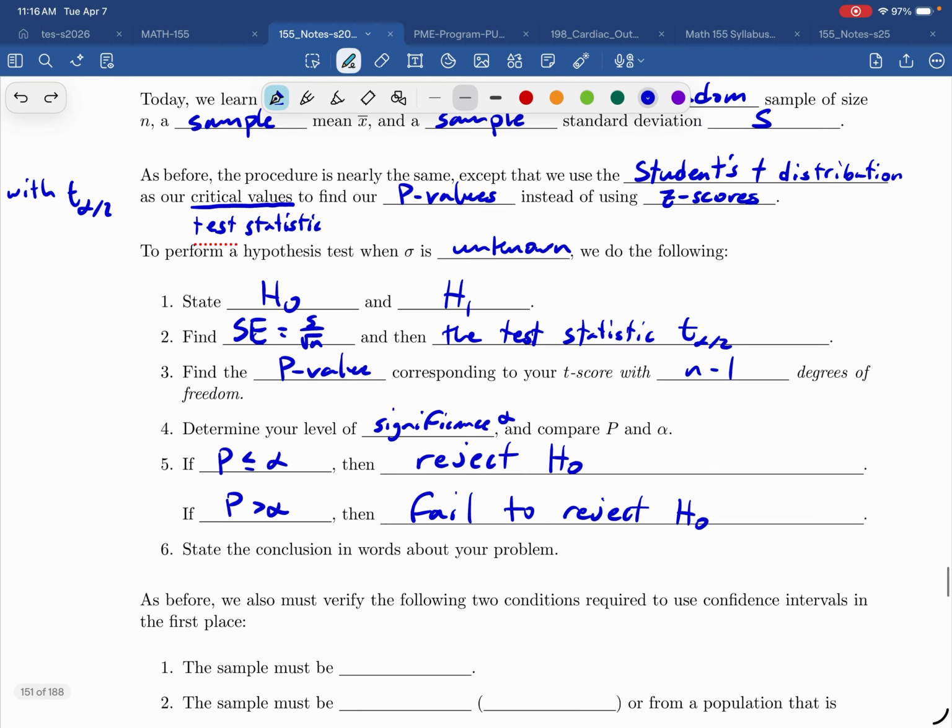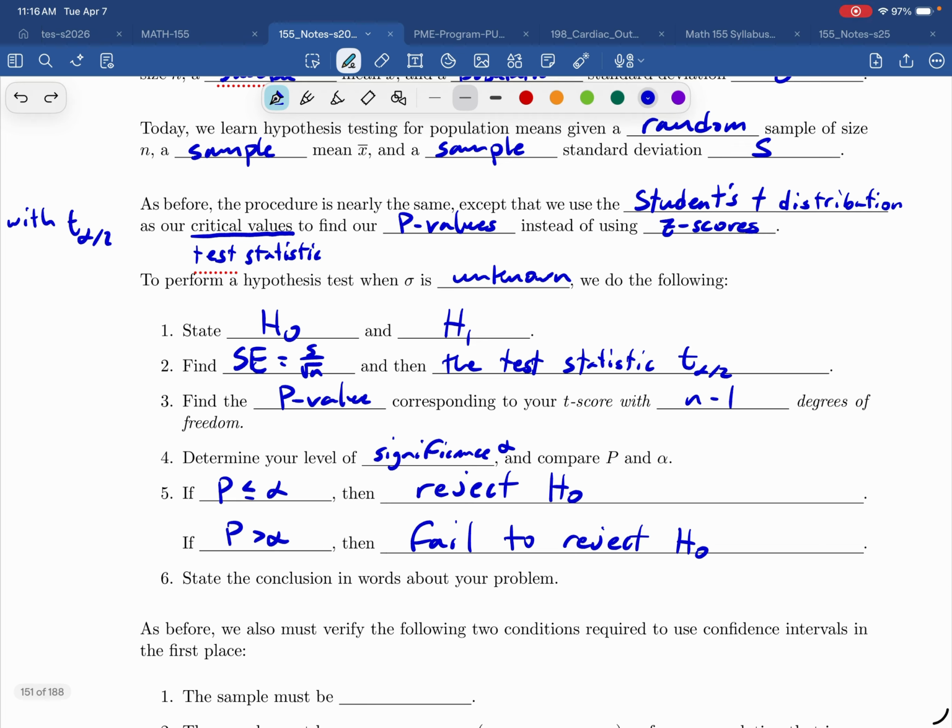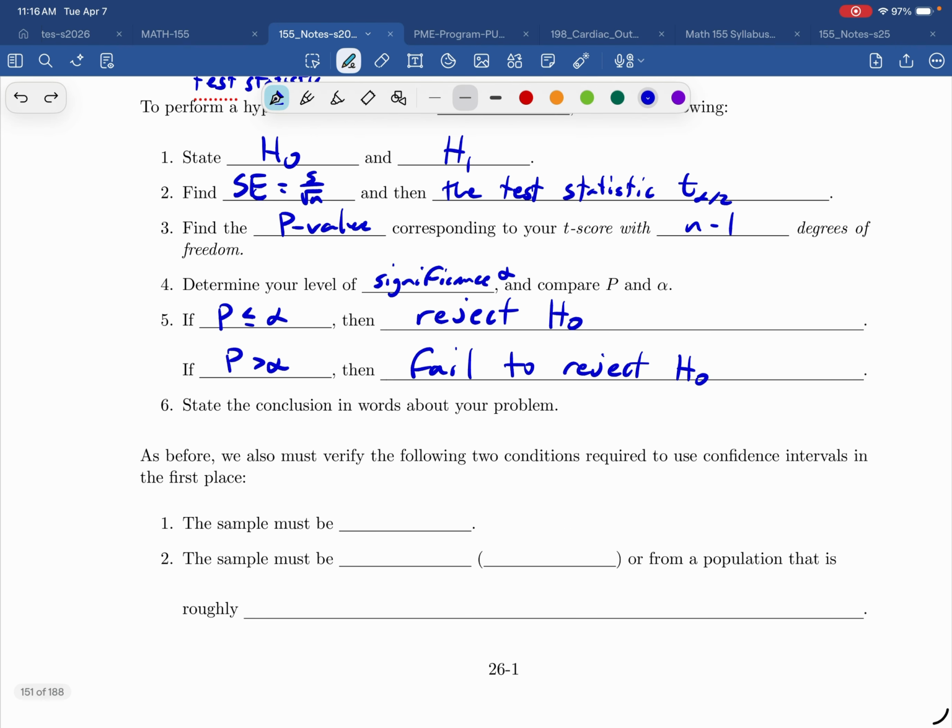This is very analogous to what we did last time, right? The difference is that we have a slightly different procedure for numbers 2 and 3, right? We have degrees of freedom. We have S instead of sigma. We have t instead of z. Otherwise, it's just the same procedure, right?